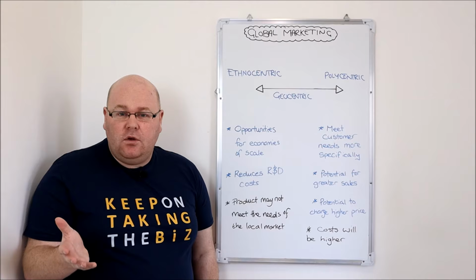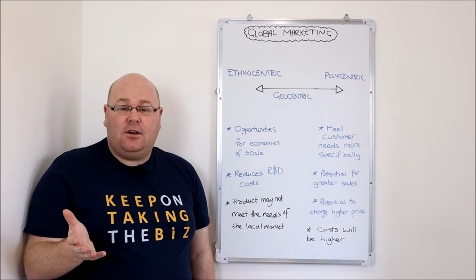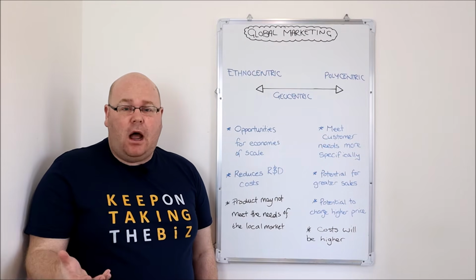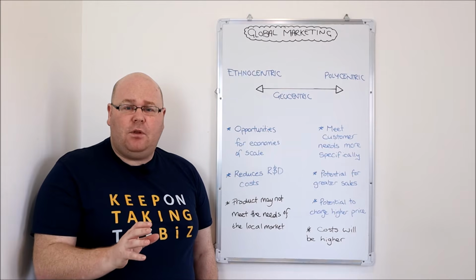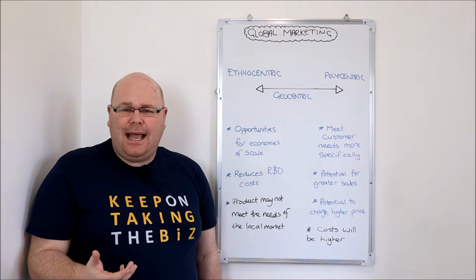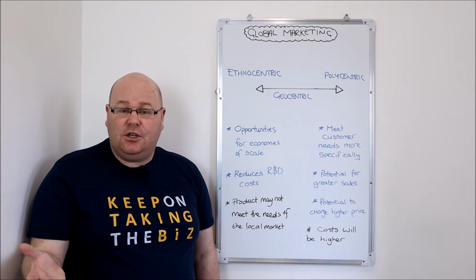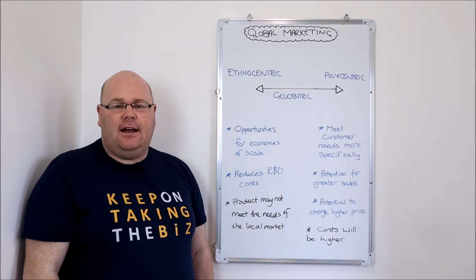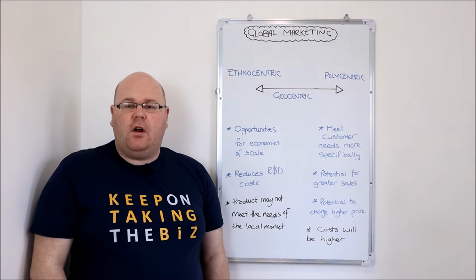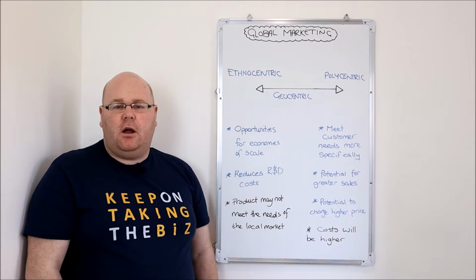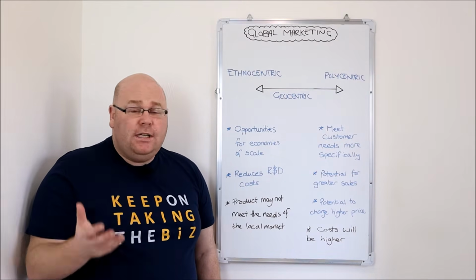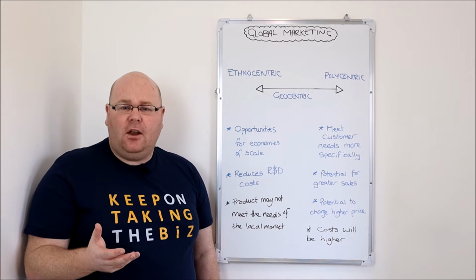Apple might be another good example of firms that adopt this ethnocentric approach. If you were to buy an iPhone in different countries around the world, Apple haven't made that product different or bespoke for the needs of consumers in different nations. It is standardized. Now that contrasts to the polycentric approach to global marketing, which is essentially the opposite philosophy.